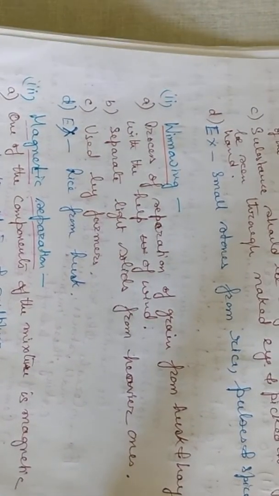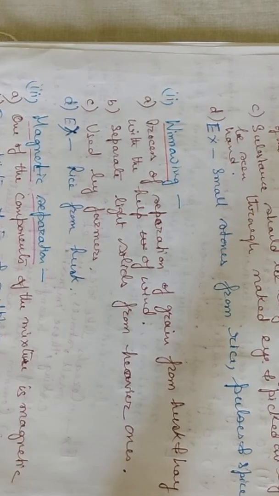Now we come to winnowing, the second method of solid-solid mixture separation. Winnowing, what is winnowing? It's a process of separation of grain from husk and hay with the help of wind. It's a process by which grain is separated from husk and hay. Okay, now to separate light solids from heavier ones.